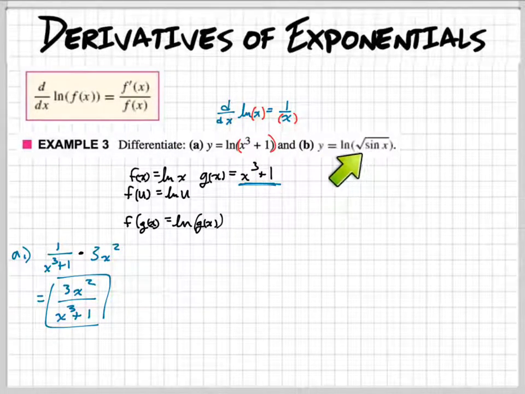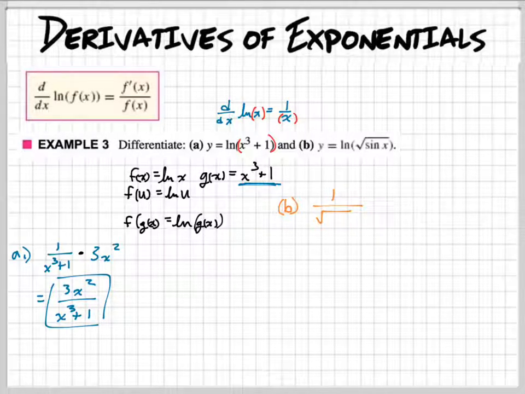Now this one has 3 functions going on. It has the natural log, then it has the square root, and then it has the sine. There's 3 functions going on here. The outermost function is your natural log function, so we're going to do that one first. So that means we're going to have 1 over what's inside, natural log of sine x. This is just the derivative of the natural log part.